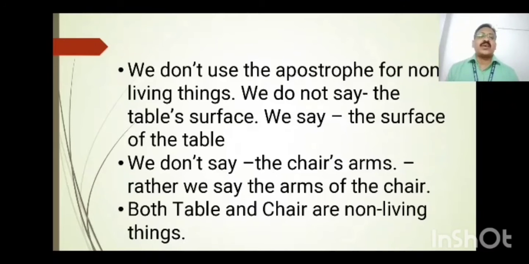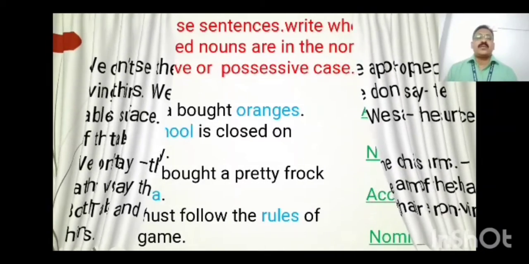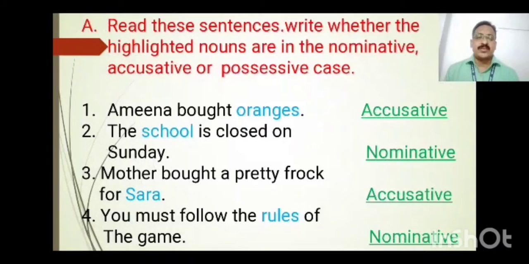We don't say the chair's arms. Rather, we say the arms of the chair, because here chair is also a non-living thing. So both table and chair are non-living things, and we don't write apostrophe s to them. Rather, we say the surface of the table, the arms of the chair. Okay. Next, we will start the exercise portion of the lesson.